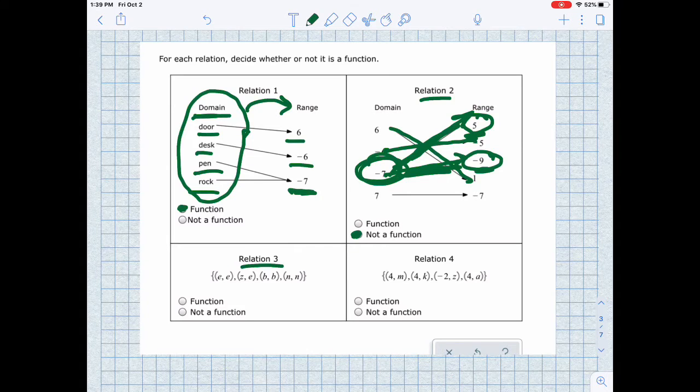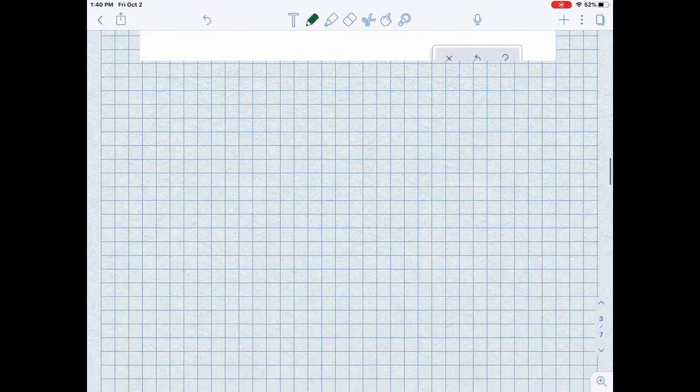Okay, relation 3 has E going with E, Z going with E, B going with B, and N going with N. This is a function because none of my x's ever repeat, so there's no danger of it getting a second type of output. Relation 4 is a problem. We have a 4 and a 4 and a 4, and each of those has a different output, so that is not a function. We are always looking at the x. We don't care about the y, but if we have an x, it always has to have the same y.